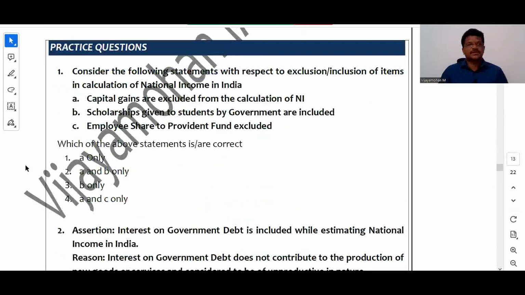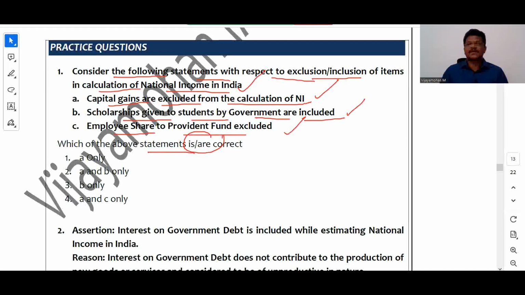Yeah, we will solve some of the practice questions. Consider the following statements with respect to exclusion or inclusion of items while calculation of national income in India. What are the 3 statements? Capital gains are excluded from the calculation of national income. Second statement, scholarships given to students by the government are included, right? Employees share to provident fund excluded. So which of the following statements are correct?